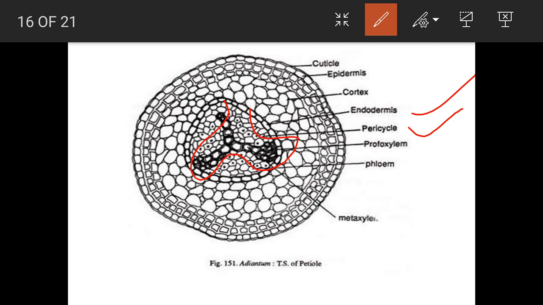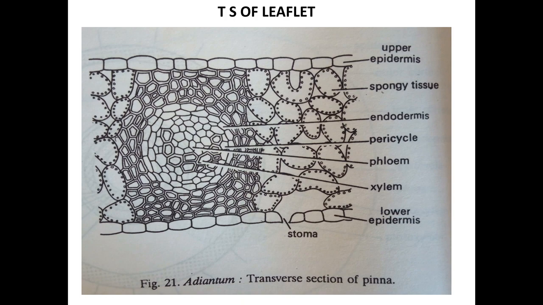And then in the central part of the arms of the xylem, what are we going to find? The phloem is present. That is here, here, here. We find the presence of the phloem. So this is about the TS of the petiole. And in the next slide, we'll discuss the TS of leaflets.